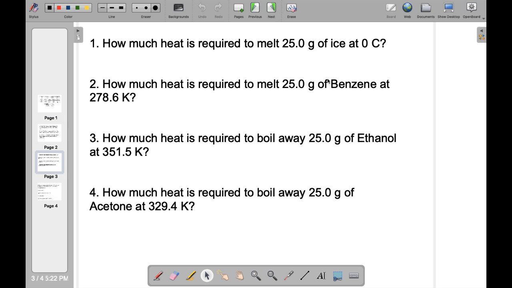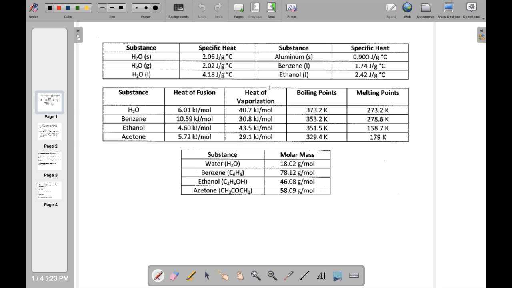Let's go on to the questions. How much heat is required to melt 25 grams of ice at 0 degrees? Okay, well, notice a couple things. They only gave us this one temperature, and also we're melting it. This is what requires us to think a little bit.